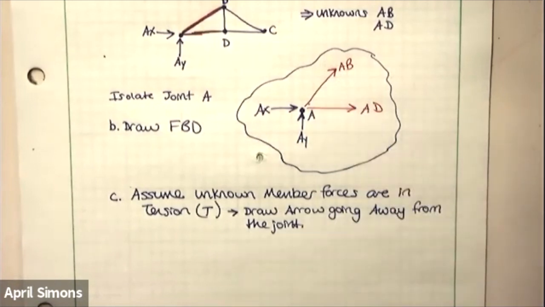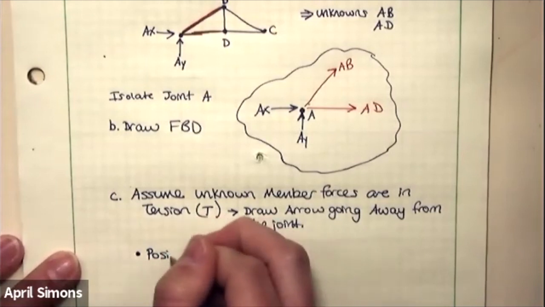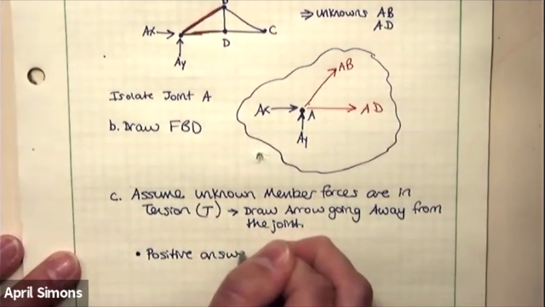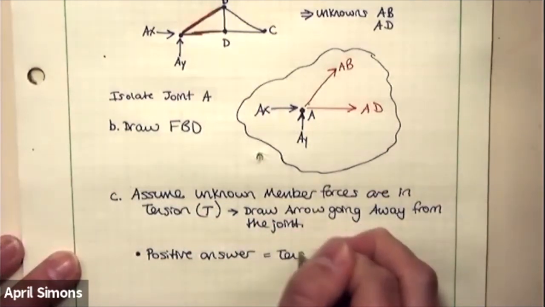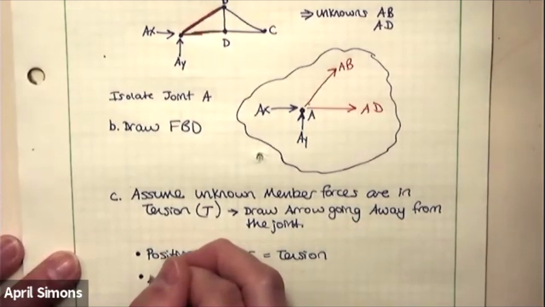So when we assume that all the forces are in tension, rather than trying to guess every time, that can get kind of messy. We're just going to always assume that it's in tension if we don't know it. And then any answer we get, positive answer, will indicate that it is tension. And any negative we get will indicate compression.